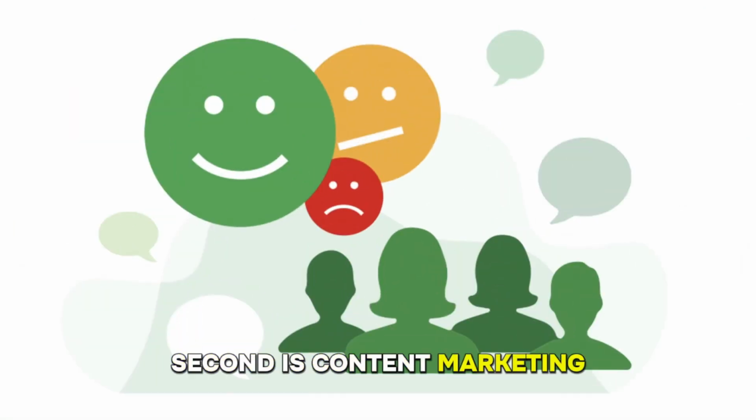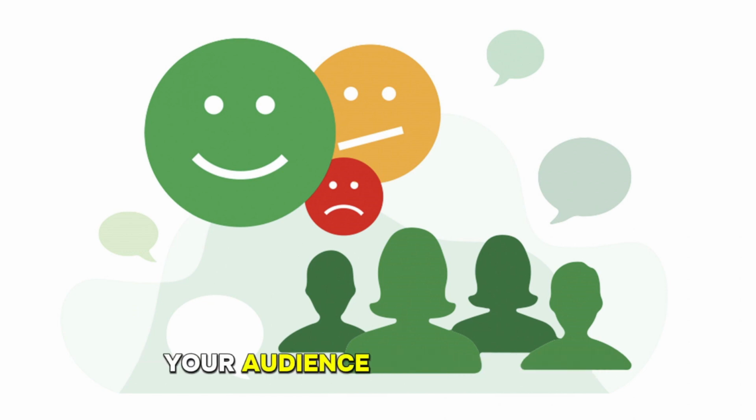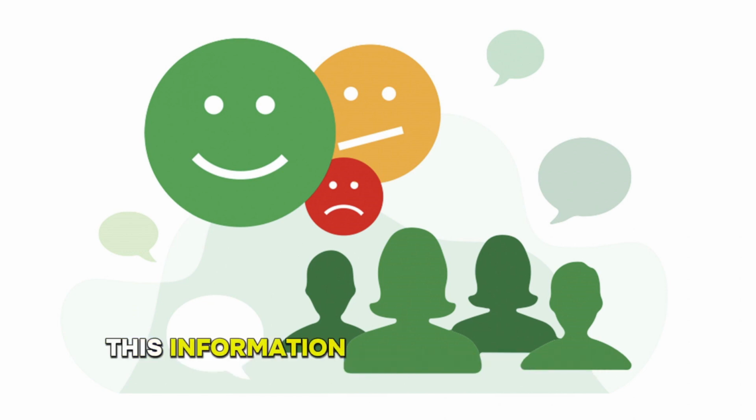Second is content marketing. Use sentiment analysis to understand what kind of content your audience is interested in. This information can help you create more engaging and informative content that will resonate with your followers.